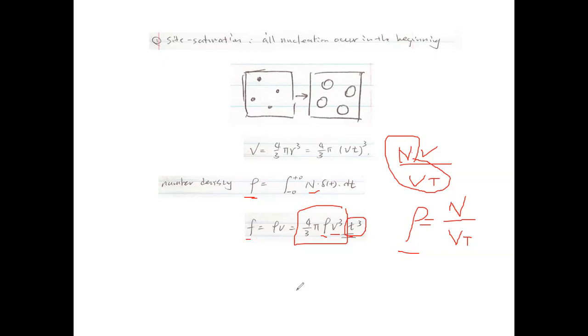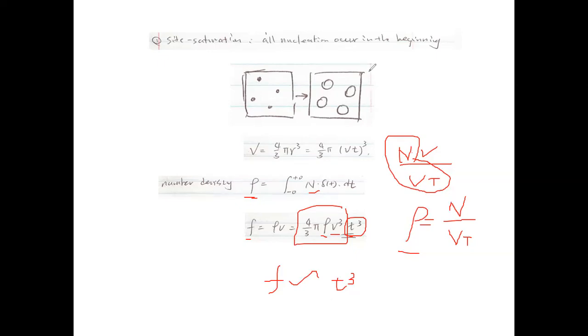Okay, so we see, at least for this site saturation model, that for small t, in the initial stage of the growth processes, the fraction of the transformed phase scales with the cube of time. So this means that initially the fraction is going to increase very quickly. Okay, so this is basically what we see.